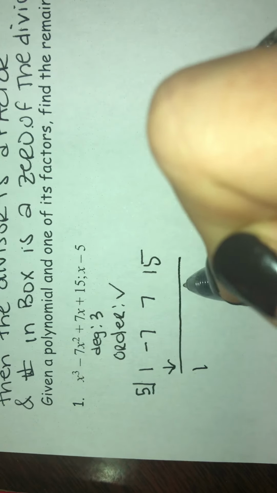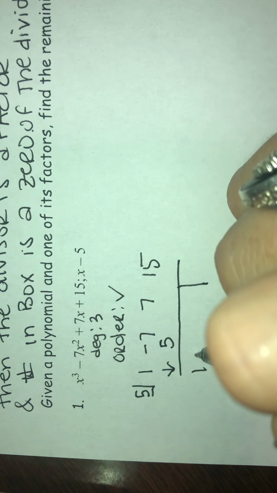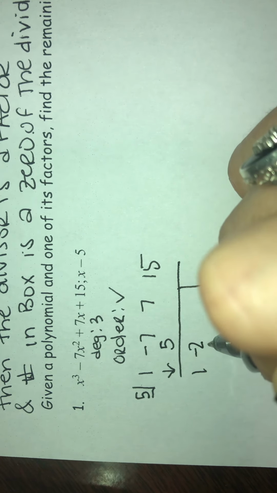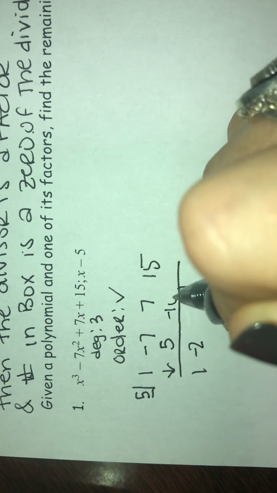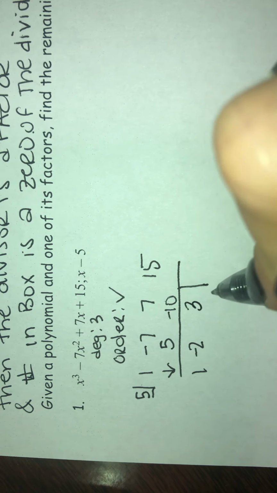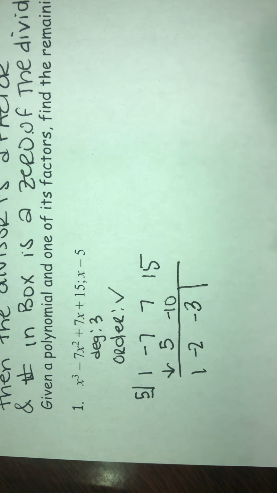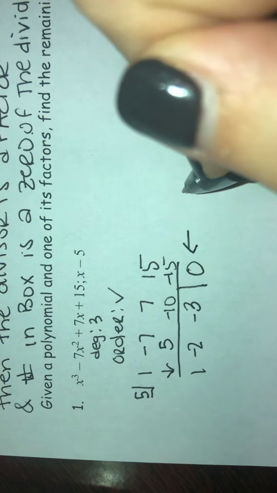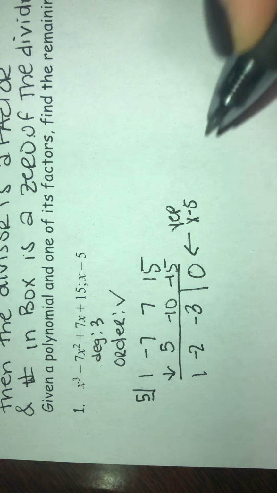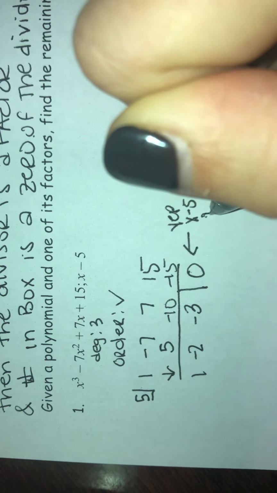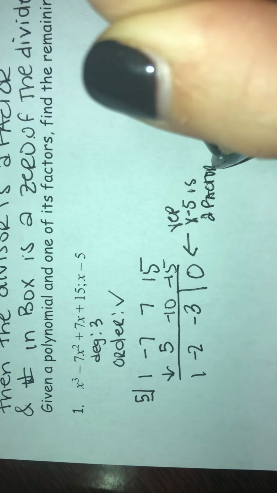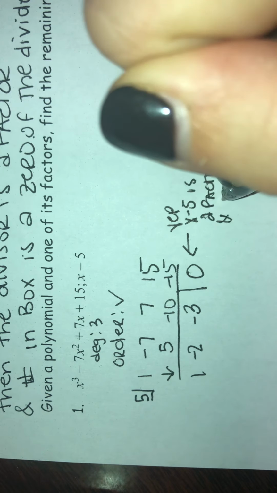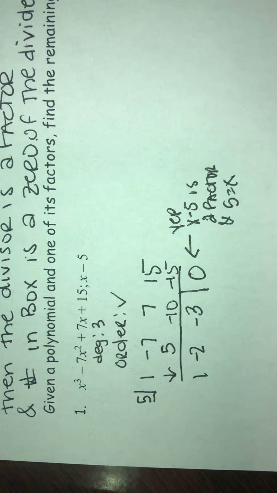Bring the 1 down. 1 times 5 is 5. -7 plus 5 is -2. -2 times 5 is -10. That's a -3 when added down. And -3 times 5 is -15. By seeing a 0 in the box, that tells me, yep, x minus 5 is a factor, and 5 is a zero.